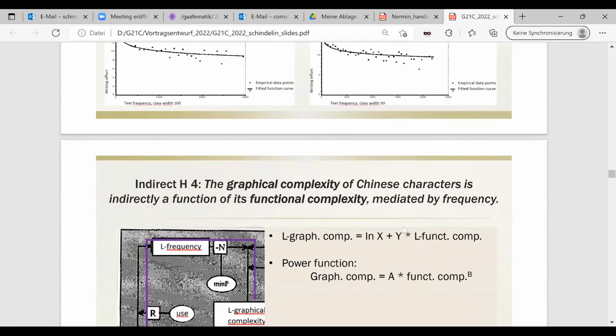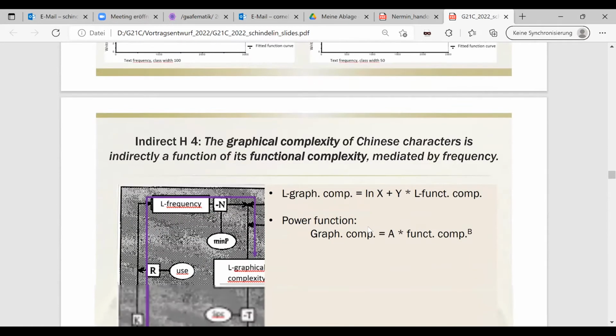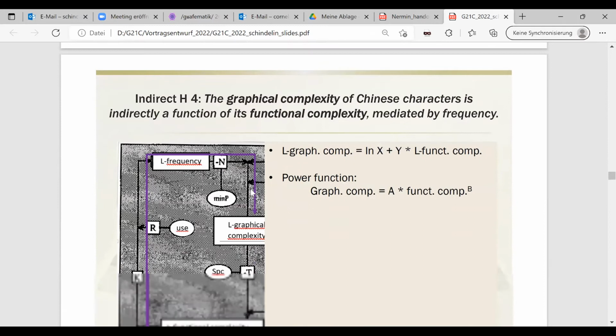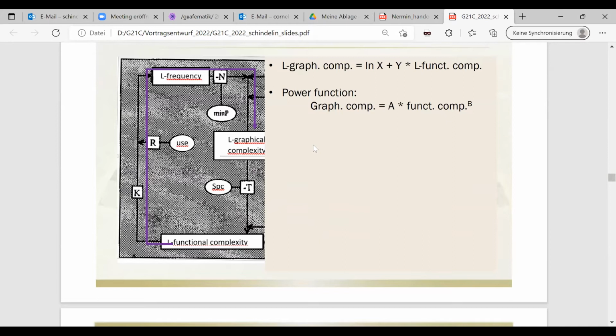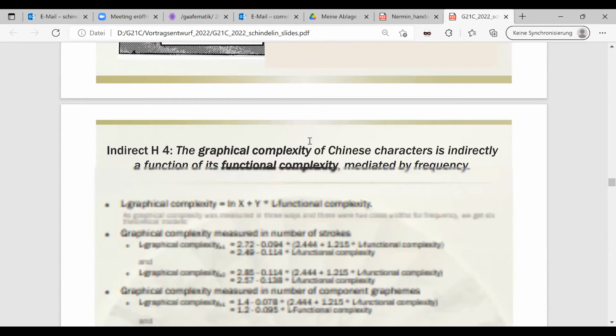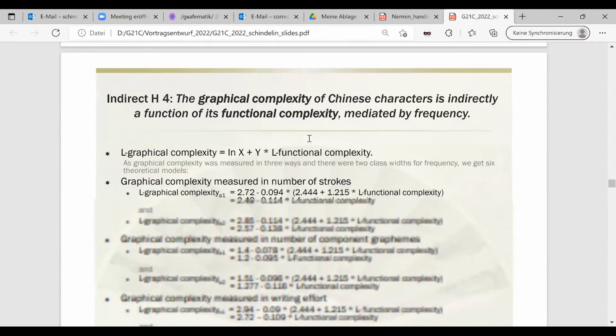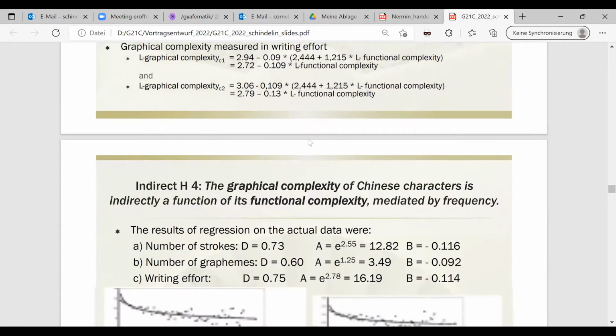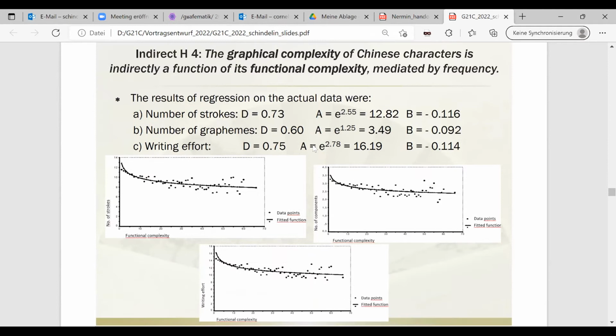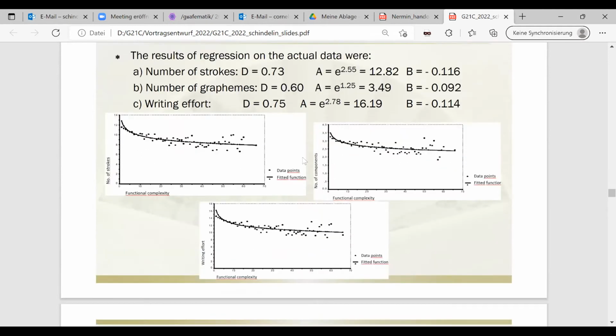Now let's get to the first indirect hypothesis, which is that graphical complexity is indirectly a function of functional complexity, mediated by frequency. And we get the equations by inserting what we already found out from the direct dependencies. Because of the different measurements, we get a bunch of equations that were all tested against the data to see if the model would predict accurately the equation of the indirect hypothesis.